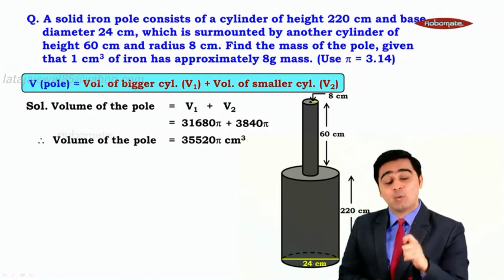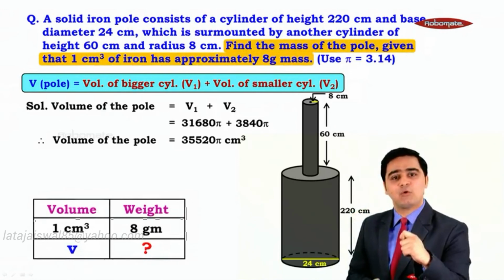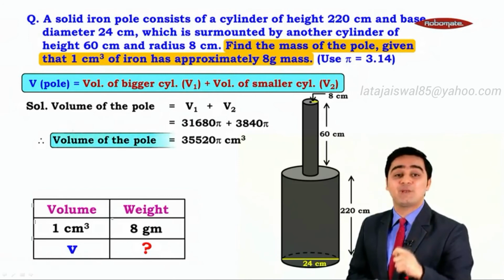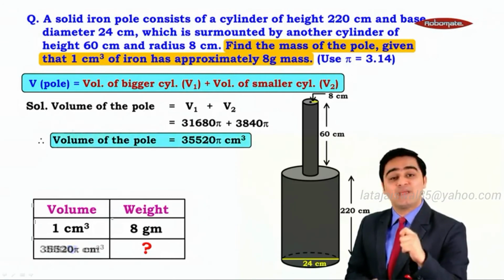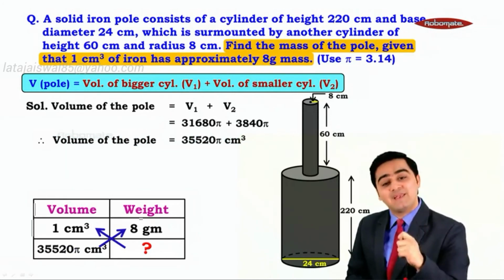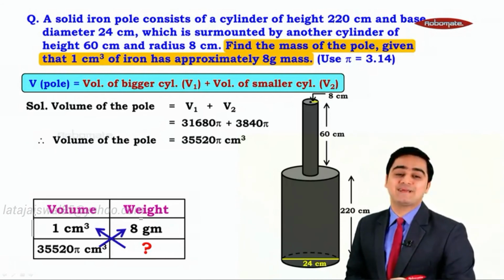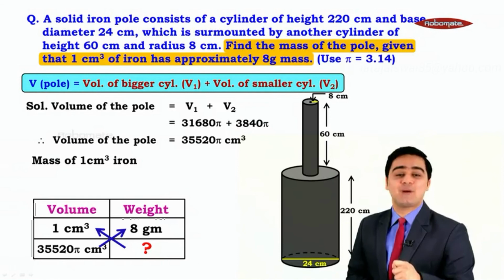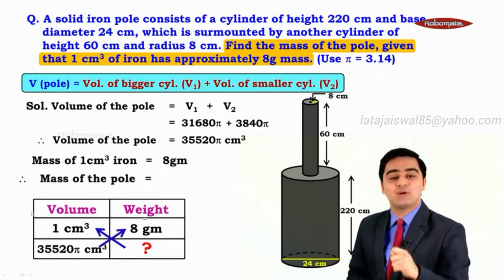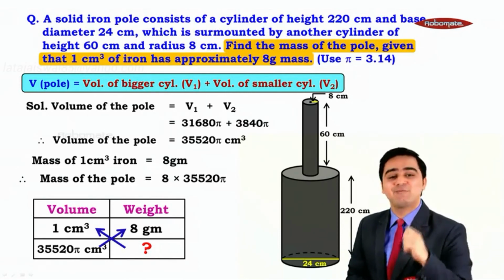But remember, we were asked to find the mass of the pole. Remember this table. We understood that if we want to find the weight or the mass of the pole, we need to get the volume of the pole. And observe, we have the volume of the pole. So if the mass of 1 centimeter cube of iron is 8 gram, we can calculate the mass of the pole by multiplying the volume of the pole with 8 grams. Therefore, the mass of the entire pole is equal to the volume of the pole into 8, and the volume of the pole is 35520 pi.